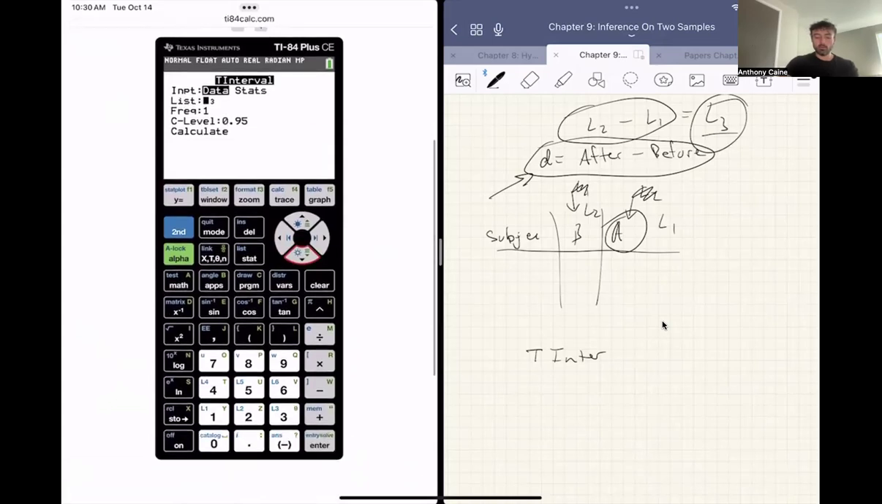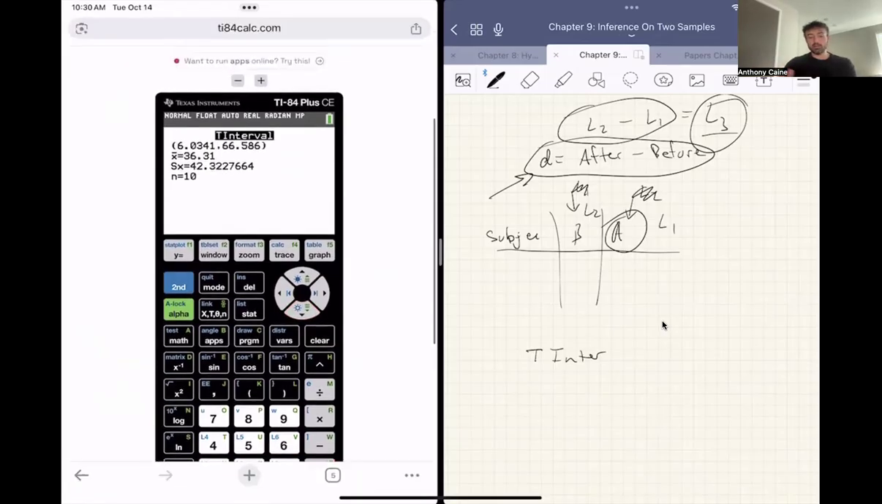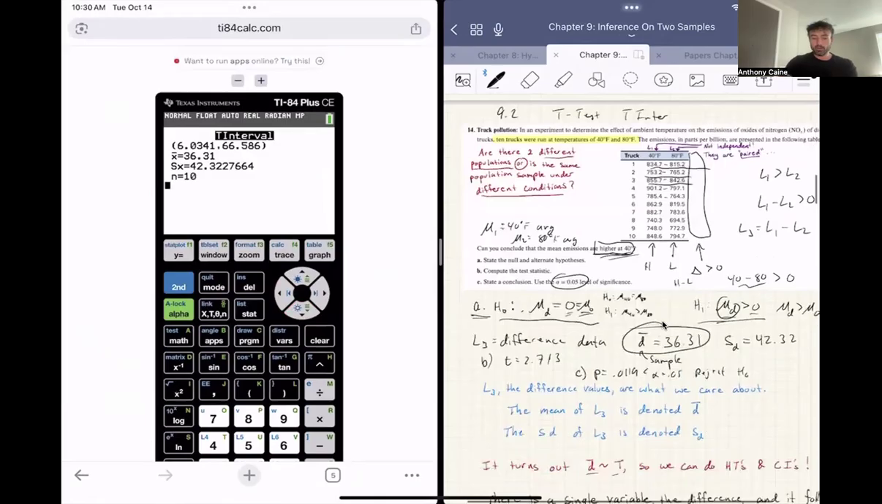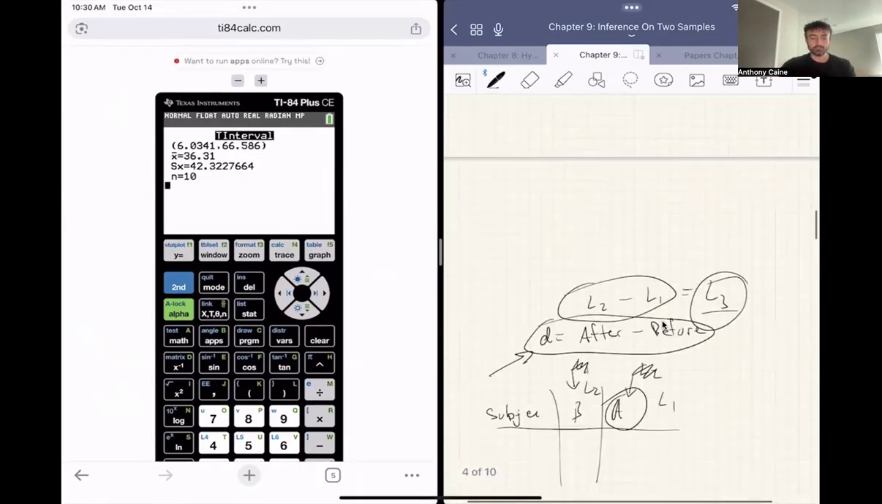And how do you get L3? Well, if I wanted L1, second 1. If I want L2, second 2. If I want L3, second 3, right? Just tell it which list you're looking at. Don't worry about frequency. Put in the C interval, hit calculate. This is looking at that particulate emissions because that's what I had last taught it, right? That's where the 36.31 was the D bar. It's that data set. So here it gave me a 95% confidence interval for the difference. Okay, that's how that's done.